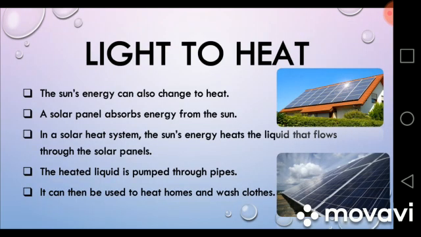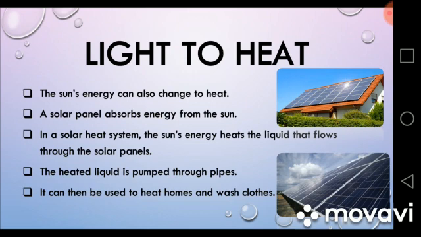The main source of light energy is the sun, and the energy of this light can be transformed into heat by using the solar panel. A solar panel absorbs the energy from the sun, and this energy can transform into other forms of energy, for example light energy, heat energy, or any other form of energy.